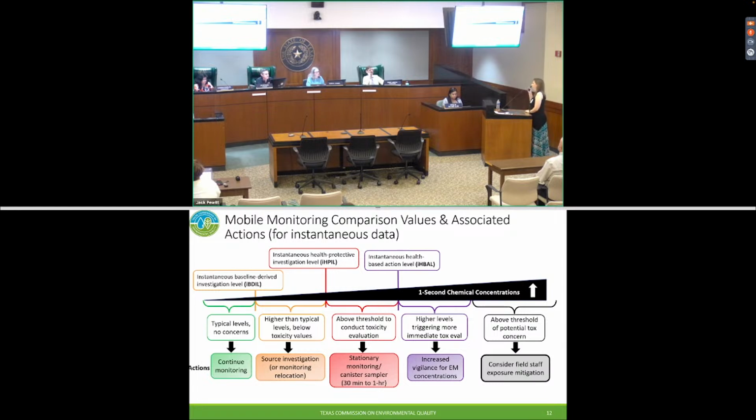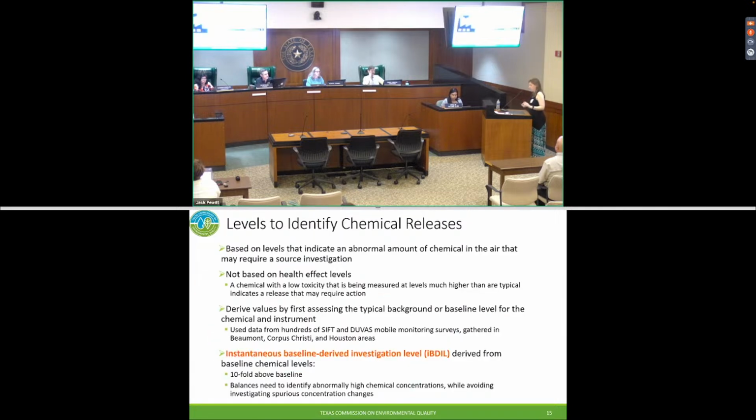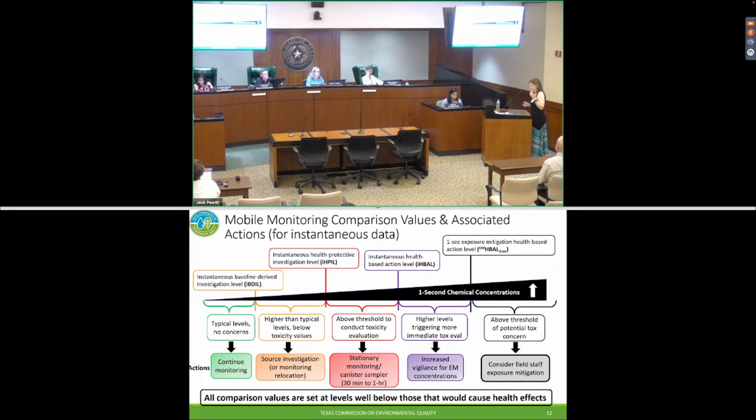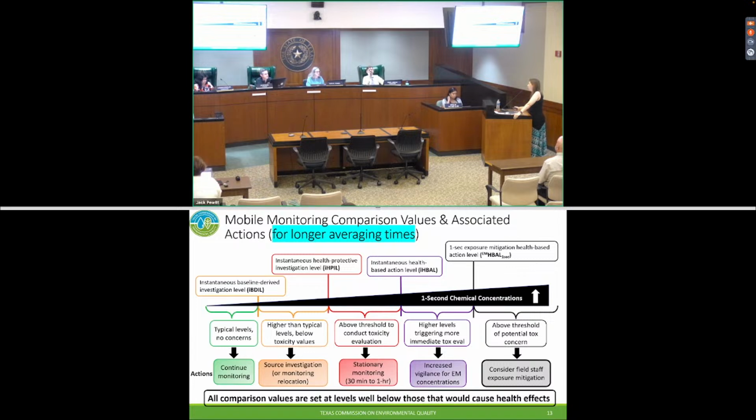The point at which we're starting to increase our vigilance is the instantaneous health-based action level, IHBL. And then the last one is the exposure mitigation health-based action levels. Primarily we would be using a 1 second comparison value for this. As I noted before, these are all below levels of health concern. We also have values for longer averaging times when we have that capability in the field, and different actions associated with that, although I won't get into that too much today.